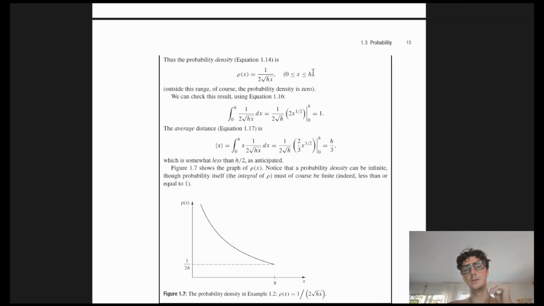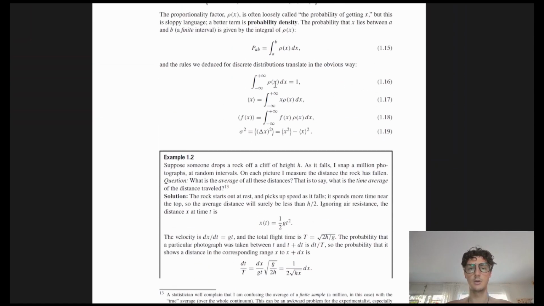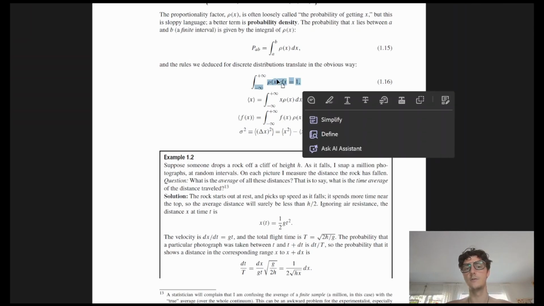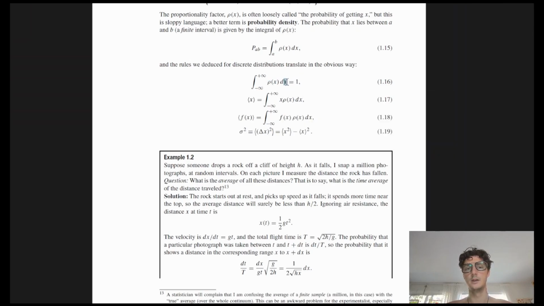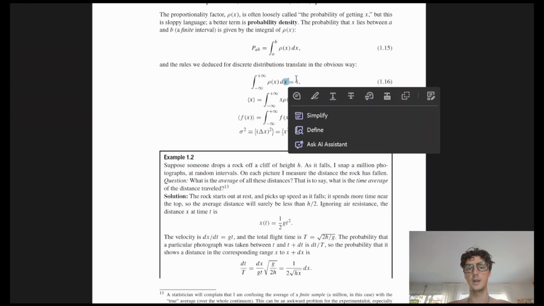x has to be between 0 and capital H. Outside this range, of course, the probability density is 0. We can check this result using equation 1.16. The summation of all of the probabilities over all of the variable that you're looking at is 1.